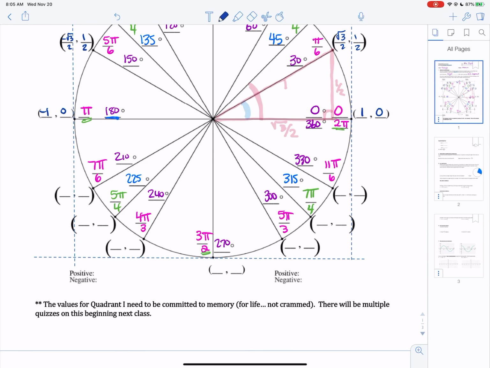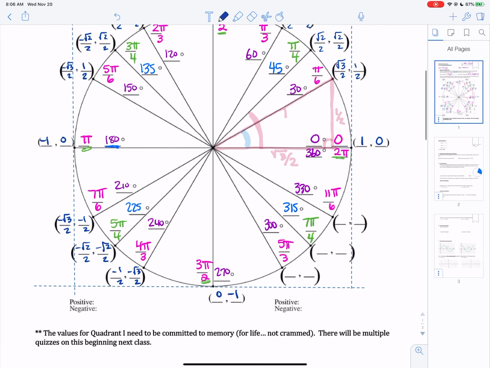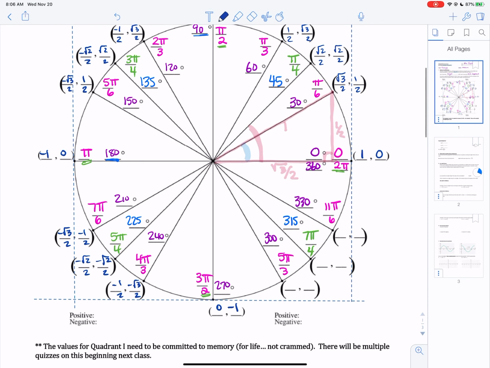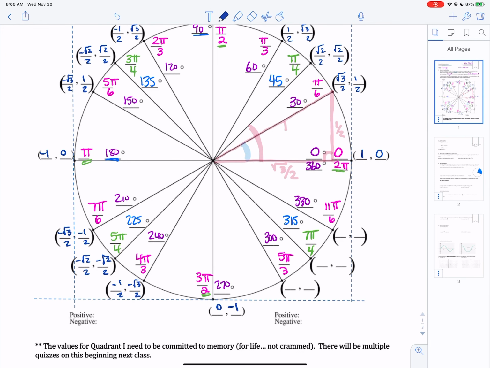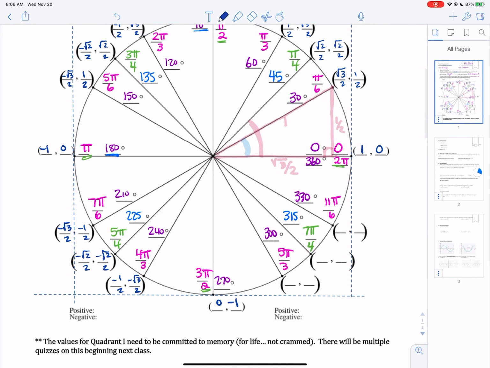Then the bottom quadrant, everything is negative, because you're going to the left and down. And then down here, we're 0, -1. And then quadrant 4, again, you can think about reflections. We're going to the right and down, so you should have positive x coordinates and negative y coordinates.